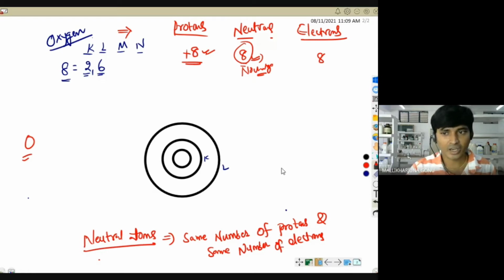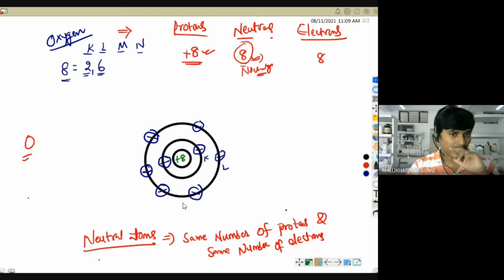The number of protons for this oxygen, how many are there? 8 are there. And electrons, 2 are there in the K shell. If this is the K shell, I will write 2 electrons, the negative charge. And in the L shell, how many are there? 6 are there: 1, 2, 3, 4, 5, 6. So in the K shell 2 are there, outside 6 are there.